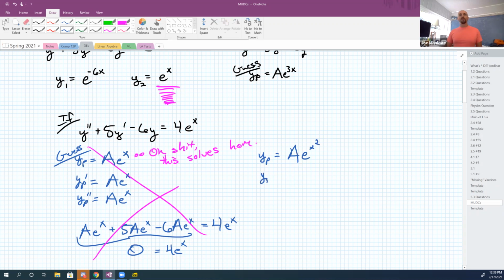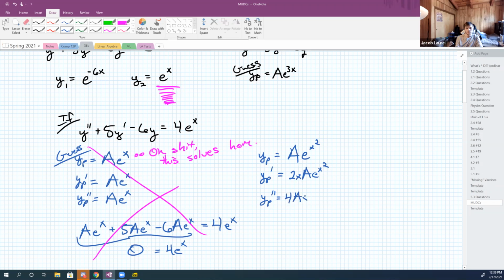Okay, so then what's yp prime? 2ax e to the x squared. Perfect. And yp double prime? 4a x squared, oh wait, no, you have to use the product rule. 4a x squared e to the x squared plus 2a e to the x squared.